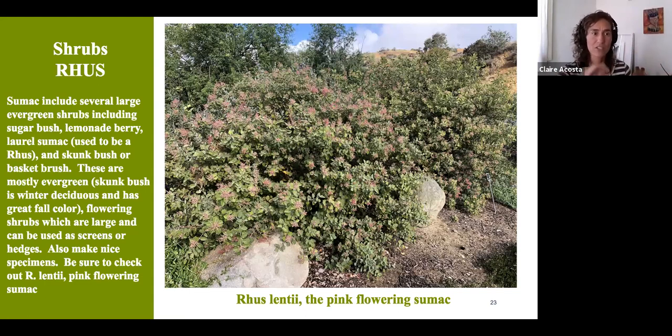And laurel sumac, which is no longer considered a Rhus, but it was. It's now Malosma laurina, I think, yeah, Malosma laurina. But similar evergreen vibe, leaves, and similar flowering habit and shape and look. The lemonade berry to sugar bush, the leaves are a little different too. The lemonade berry is a little smaller, but generally in the nursery world they look very similar. Lemonade berry prefers the coast a little more and sugar bush a little more inland.